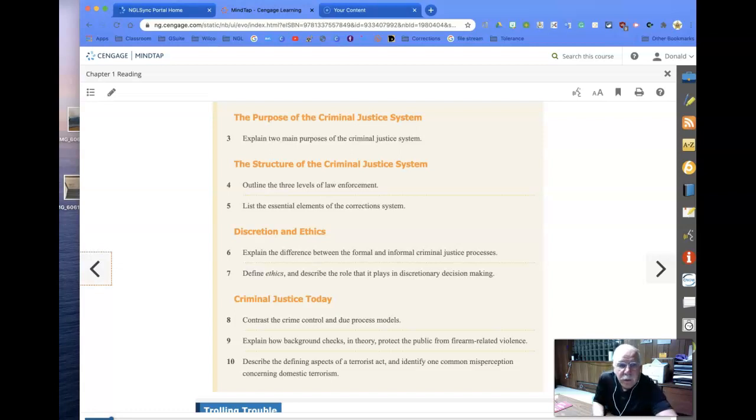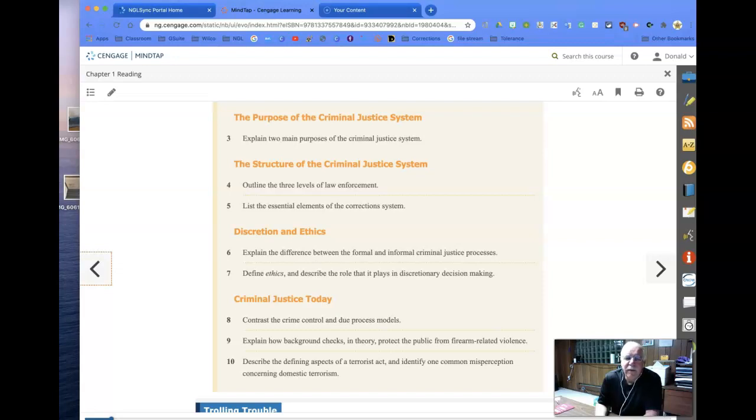In this video, we're going to go over learning objectives number 3, 4, and 5. Learning objective 3: explain two main purposes of the criminal justice system. Number 4: outline the 3 levels of law enforcement. And 5: list the essential elements of the correction system.